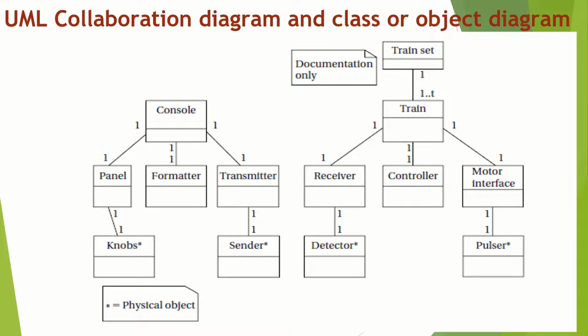Now coming to the train class, which is defined as a class, it makes use of three other classes: the receiver, controller and the motor interface. The function of the receiver class is to turn the analog signals on the track into digital form. The controller class interprets the commands and figures out how to control the motor. The motor interface class defines how to generate the analog signals required to control the motor.